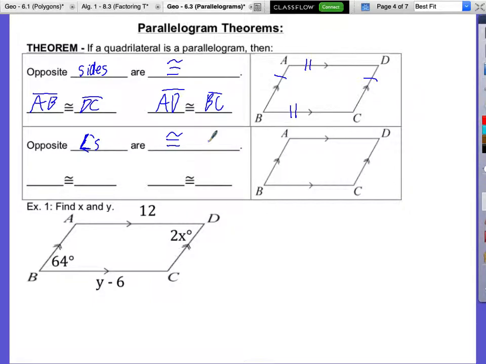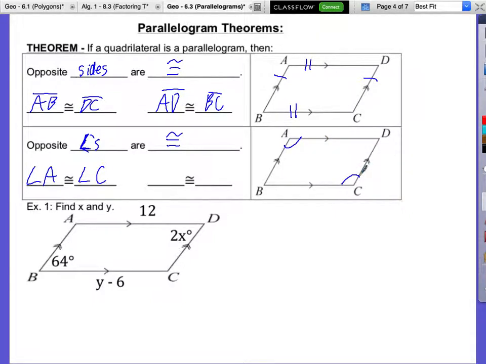So somebody want to give me a pair of two congruent angles here? Evan. Angle A and angle C. Awesome. Angle A would be congruent to angle C. So what would I do on this picture to show that? Put the arc on angle A and angle C. Put a little arc on each of those, right?